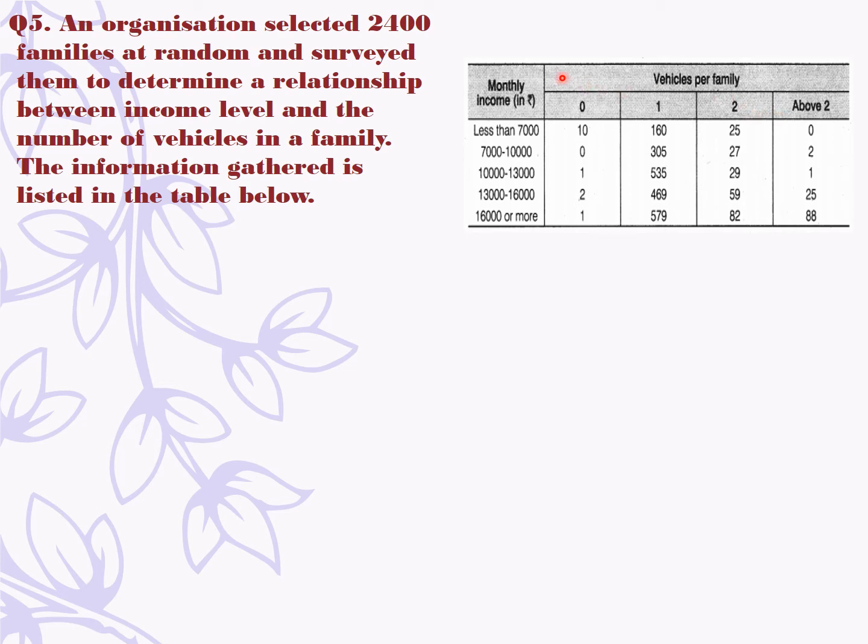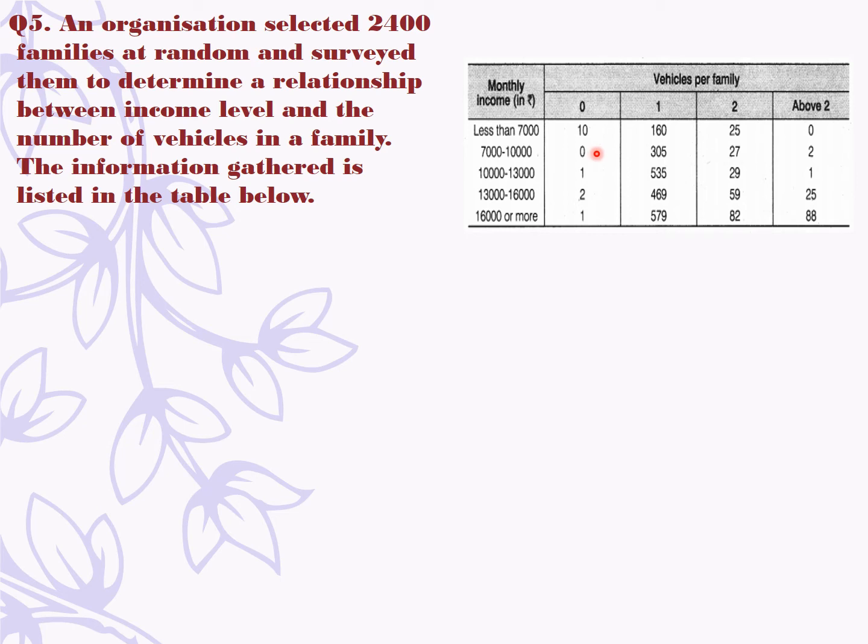The families having zero cars, or no cars, are these. Families having 1 car are these, families having 2 cars are these, and the families who have more than 2 cars are these. Again, they have differentiated the values. The families having no car and monthly income less than 7,000 number 10. The families having no car and monthly income between 7,000 and 10,000 number 0. There is no such family.